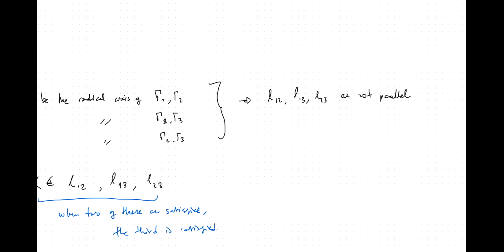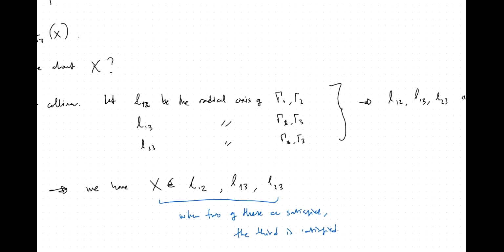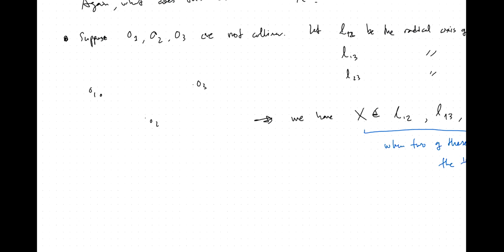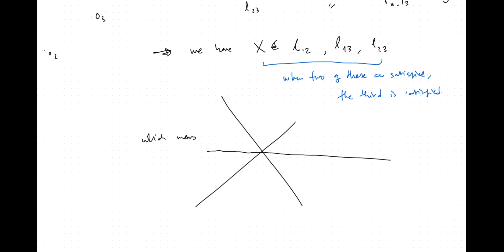In this case, there is an intersection between any two of them, and that should be X. But the intersection between any other two is also X. So these are definitely concurrent, right? Which means L12, L13, L23 are like this. They have a unique intersection. This is called the radical center.